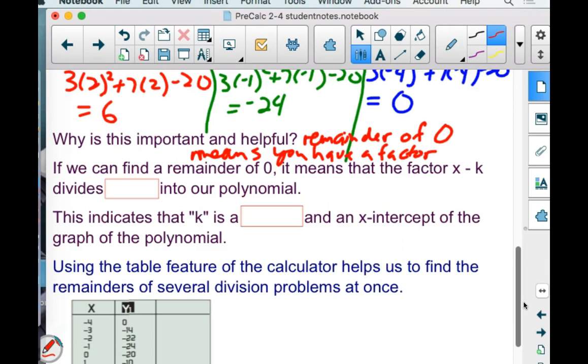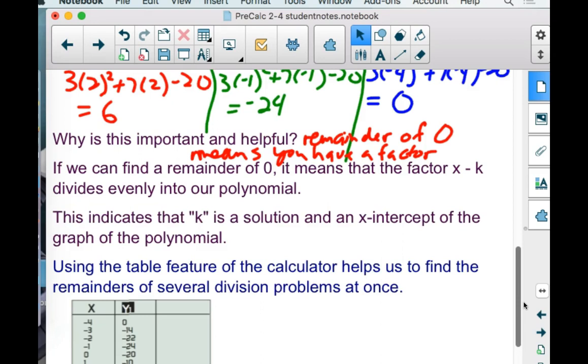And when we have that, that's important for us for finding the 0. So if we can find a remainder of 0, it means that the factor x minus k divides evenly into our polynomial. This indicates that k is a solution, and also graphically an x-intercept of the graph of the polynomial.